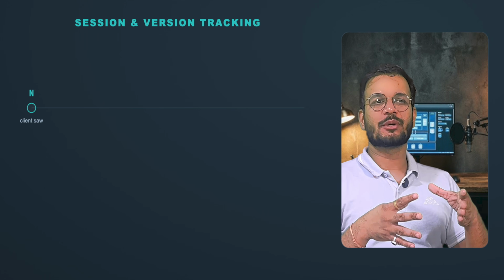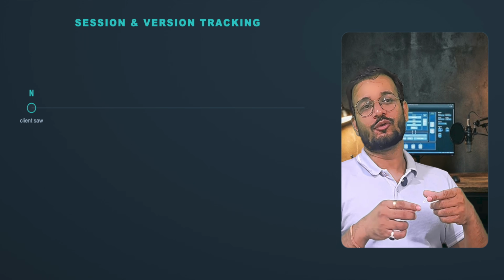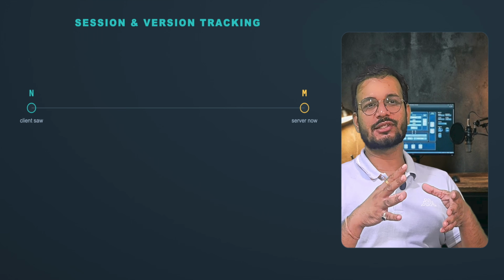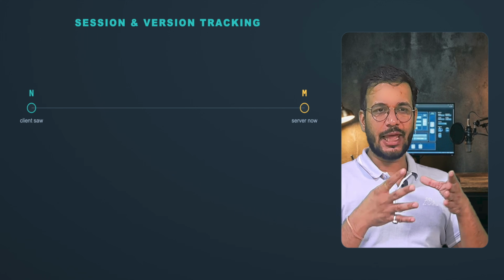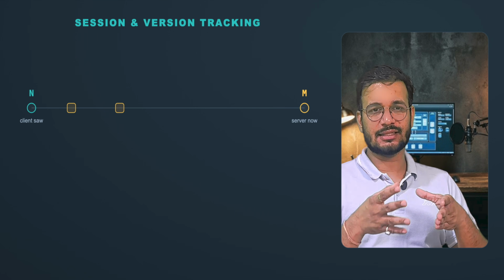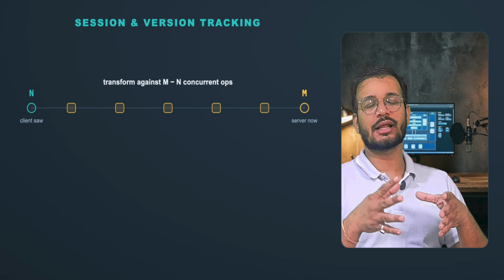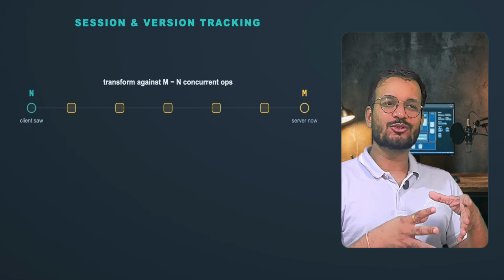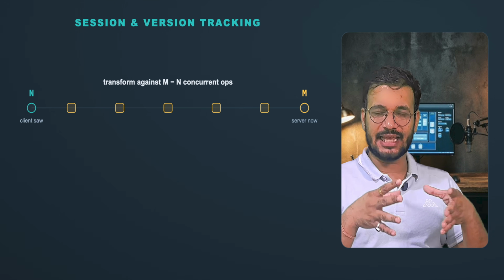Each operation from a client includes the client's current version. This tells the server, when I made this operation, I had seen all the server operations up to version N. If the server is currently at version M, where M is greater than N, the server knows that the operations at version N plus 1 through M were applied concurrently with the client's operation. It needs to transform the client's operation against those M minus N operations.